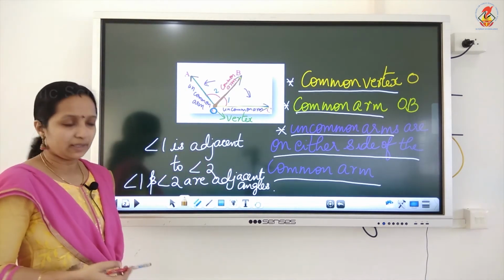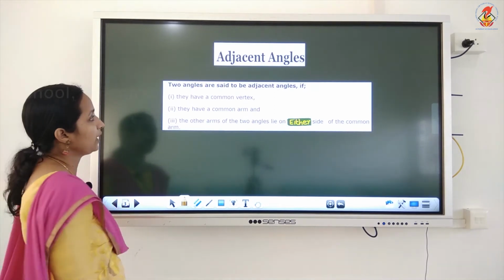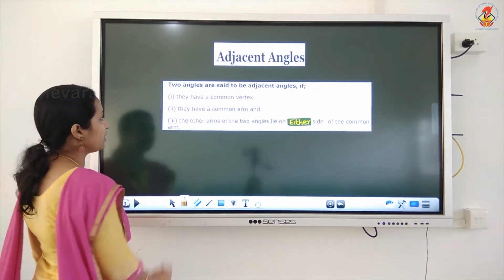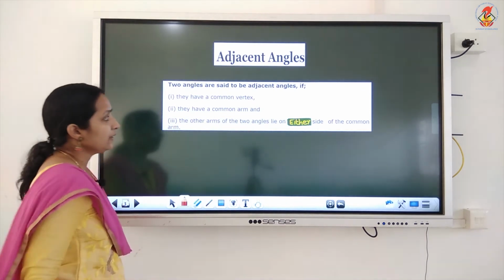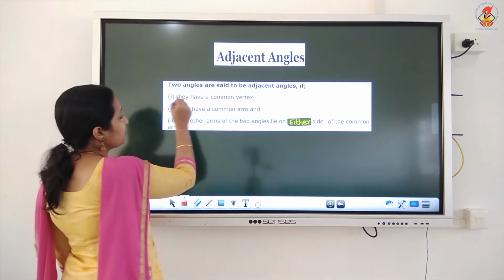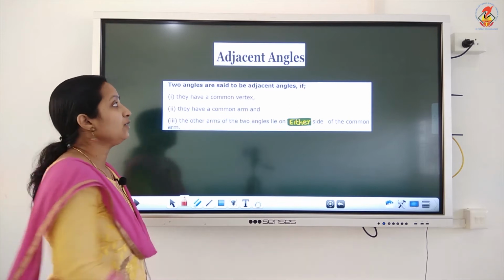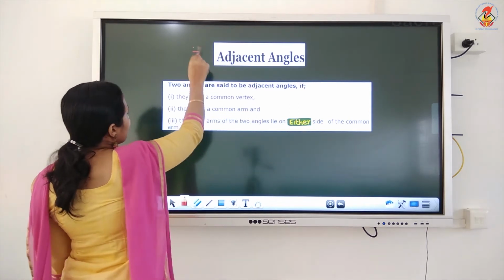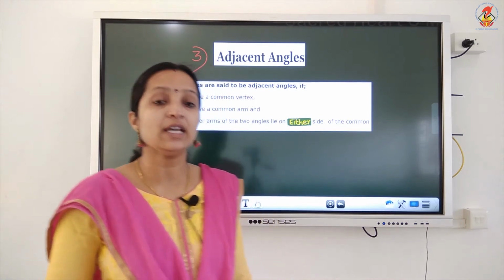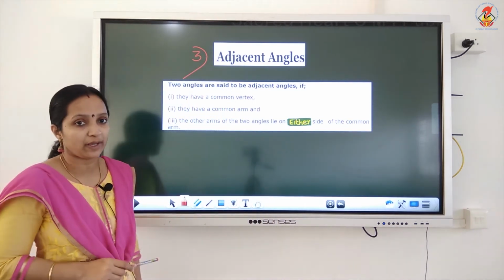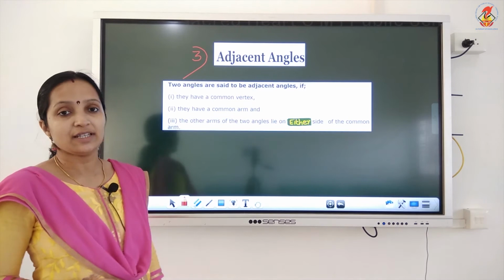So, we will write one definition for that. Adjacent angles means what? This is the third pair of angles. We already studied two types of pairs of angles, is it? This is the third type of pair of angles: adjacent angles.